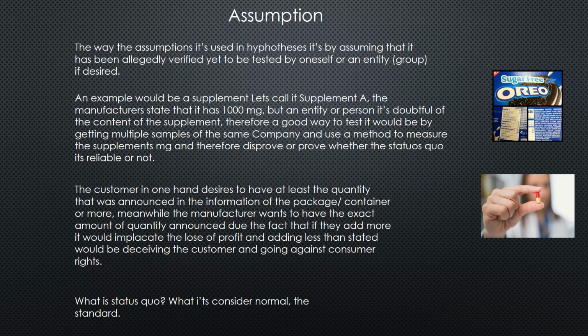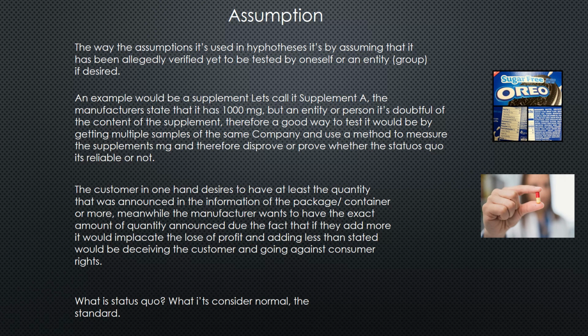The customer, on one hand, desires to have at least the quantity that was announced in the information of the package, container, or more. Meanwhile, the manufacturer wants to have the exact amount announced, because if they add more, it will imply a loss of profit, and adding less than stated will be deceiving the customers and going against consumer rights.